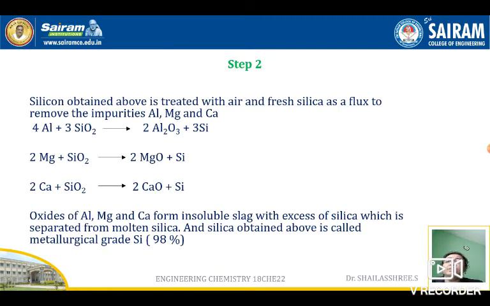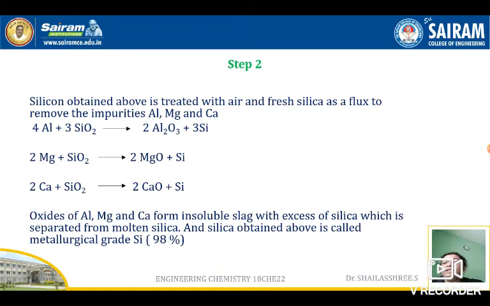After the silicon is formed here, we have to remove the impurities present. So through the liquid silicon, we have to pass fresh air, or we have to mix it with silica as a flux to remove impurities like aluminum, magnesium and calcium if they are present there. So what we should do? We have to add some silica flux to that and heat.